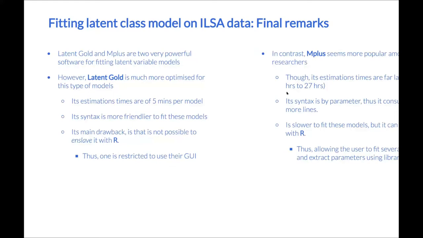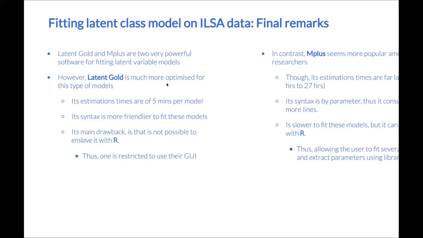So, a few final remarks for the people that may want to use latent class models over large-scale assessment. Latent Gold is really quick. I would recommend that you use it if you have it on hand. Mplus is really slow, but it has an advantage over Latent Gold: you can create code that uses R to fit many, many models and to retrieve the results using code in another way, so you don't have to be copying and pasting estimates from tables. The new versions of Mplus have optimized the timing of the estimation for latent classes, but you may need to fiddle around with the options to get the advantage of this speeding process.